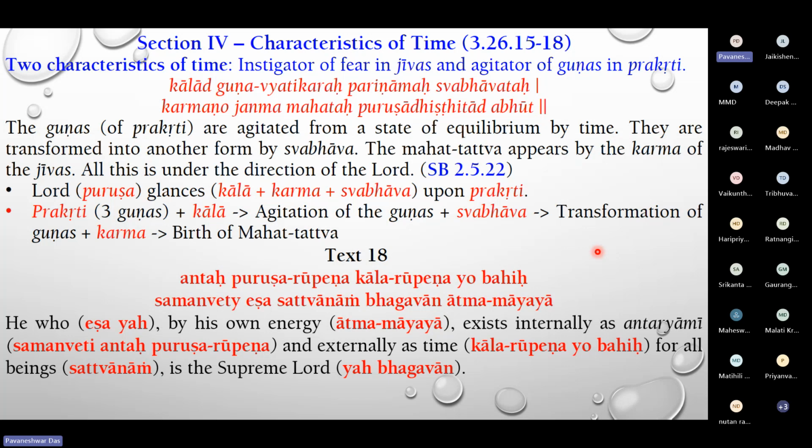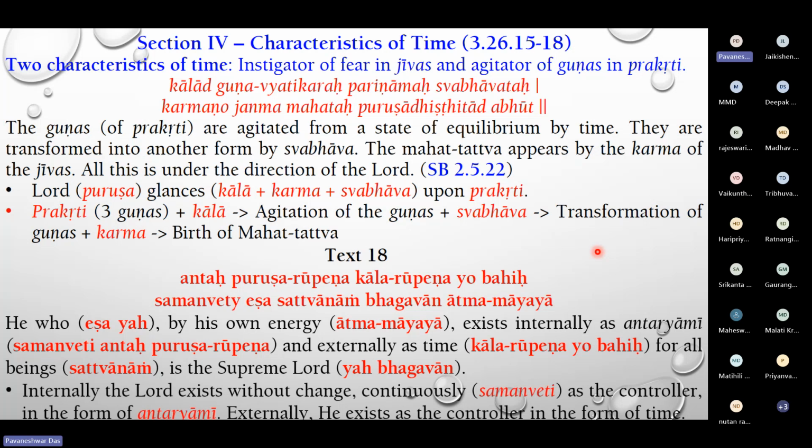Lord. The same Mahavishnu is situated in the core of our heart as Antaryami or Paramatma. He is situated in front of our eyes as Kala. The Paramatma inside the heart and Kala outside our body are none different from the same Mahavishnu. The same Lord manifested as Paramatma and also manifested as Kala. That's all. Internally, the Lord exists without change, continuously as the controller in the form of Antaryami. Externally, he exists as the controller in the form of time. Both are controllers only. That is his nature, to control.